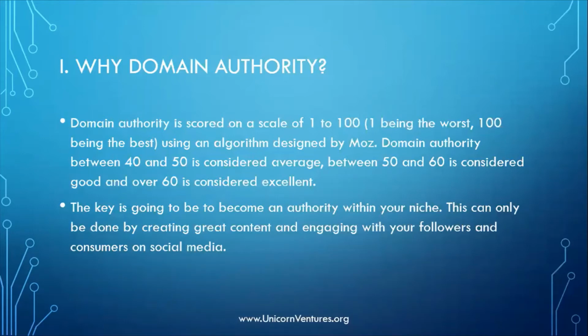So the domain authority is scored on a scale of 1 to 100, 1 being the worst, 100 being the best, using an algorithm designed by Moz. Domain authority between 40 and 50 is considered average. I would say it's way above average. Between 50 and 60 is considered good. I'd say very good. And then over 60 is excellent.